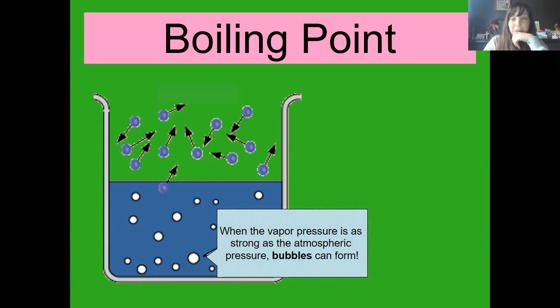So for those bubbles to form, for them to have enough strength to exist, the vapor pressure has to be at least as strong as the atmospheric pressure pushing down on them. The bubbles have to be at least as strong as the air, right? So that the bubbles can form and they don't just collapse.